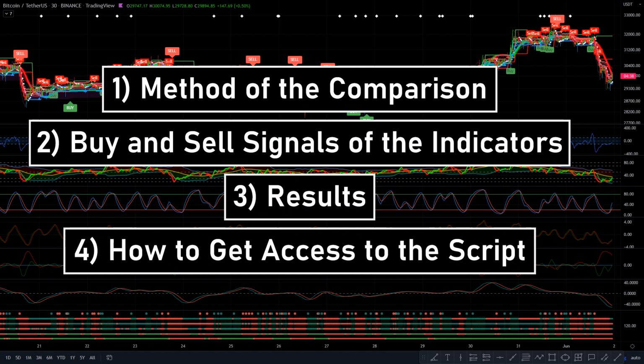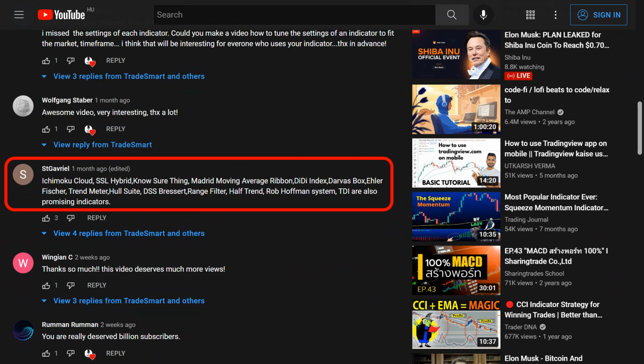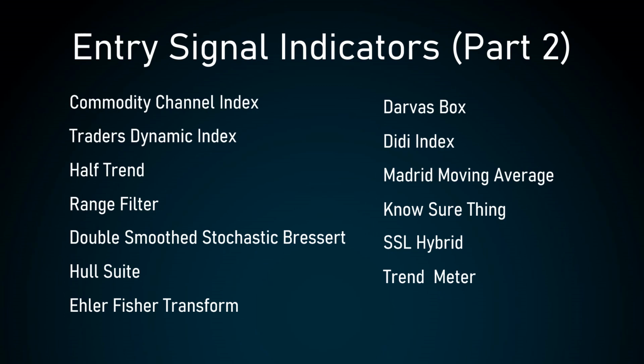for this comparison. In the comment section of the first entry signal comparison video, you have suggested a lot of new entry signal indicators that are worth testing out. So I went over all of them and chose the ones I liked. Just like in the first entry signal video, we will test 13 new entry signal types to see if any of them outperforms the first comparison's winner.